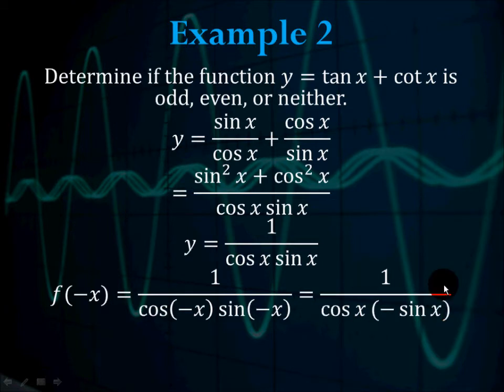Now if you compare this expression with this expression, this is the negative of this one, because this would simplify to 1 over negative cosine x sine x. Therefore, tangent x plus cotangent x is an odd function.